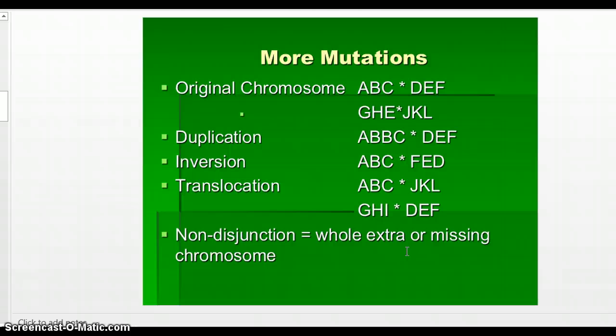or missing chromosomes. All of these other examples, substitution, duplication, inversion, translocation, deletion, insertion, those are all just one gene getting messed up. Non-disjunction, we're talking about a whole extra or whole missing chromosome, which would be thousands of genes being messed up.